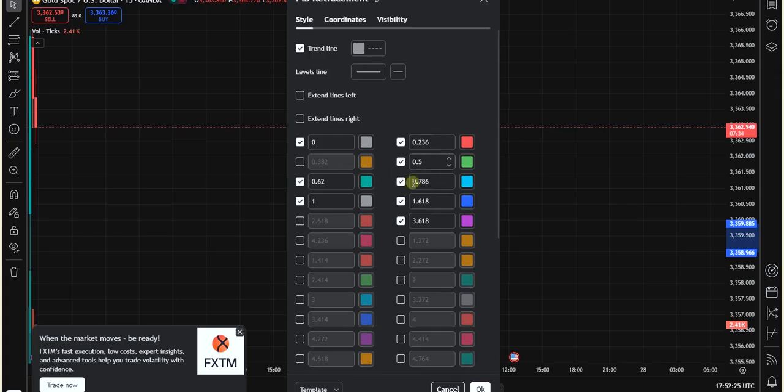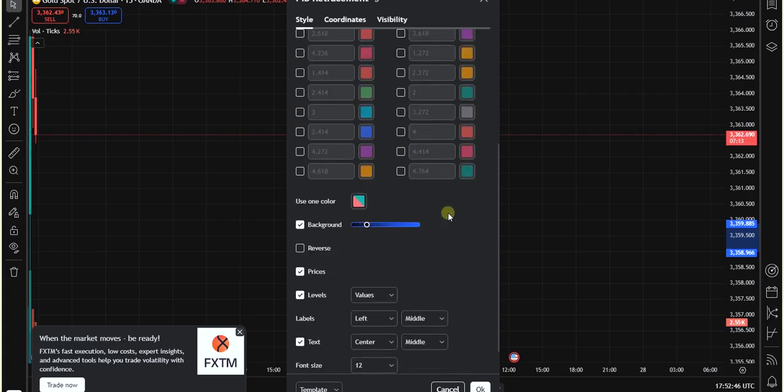So let's come to the right part. As you can see, this first one, 0.236, uncheck it. 0.5, leave it checked. Then 0.786, leave it checked. 1.618, we don't need it, uncheck it. Then 3.618, uncheck it. So you scroll down.